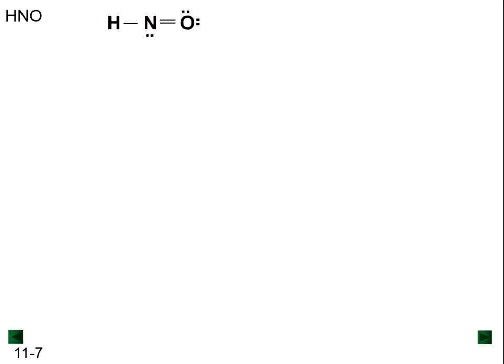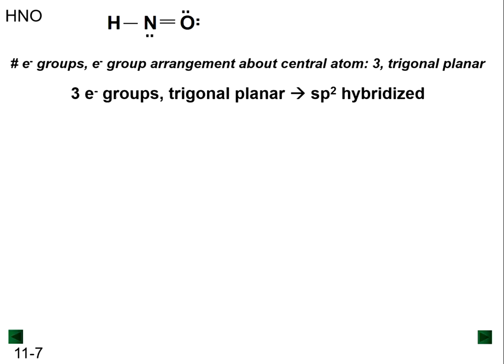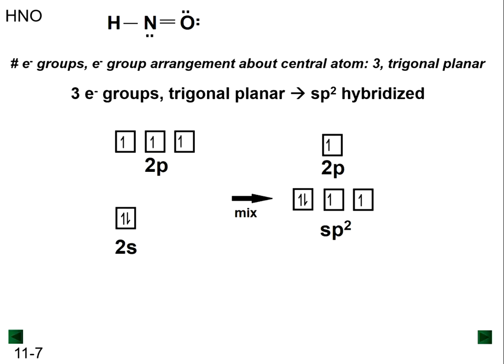Next, we have nitroxyl. Nitroxyl has a central nitrogen atom with 3 electron groups. Therefore, it is trigonal planar. The 3 electron groups require 3 orbitals, so we have 3 sp squared, or sp2, hybridized orbitals. In this system, then, we take 2 of the 2p's and the 2s and mix them to get 3 sp2 hybridized orbitals, and then we have 1 2p atomic orbital that remains unhybridized.